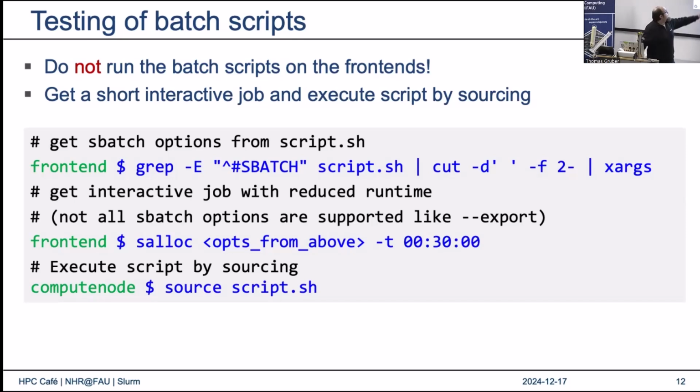So with that, we get all the SBatch lines and print the output, all the options in one line for easy copying. And then we apply the salloc command. We copy and paste the options from above and set a short runtime. Since this is the last option, it will always override if there's a time in here. Doesn't matter, just there's a small time here. So you have a job for 30 minutes and then source the script on the compute node.